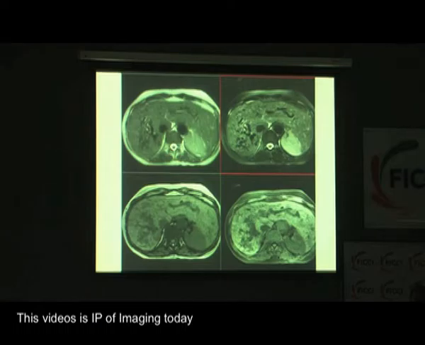So this is the non-contrast study, and you can see that there are multiple flow voids in both lobes of the liver, which is enlarged, and the liver parenchyma itself is heterogeneous, and you can see these subtle lesions which are low signal intensity on T1, hyperintense on T2.